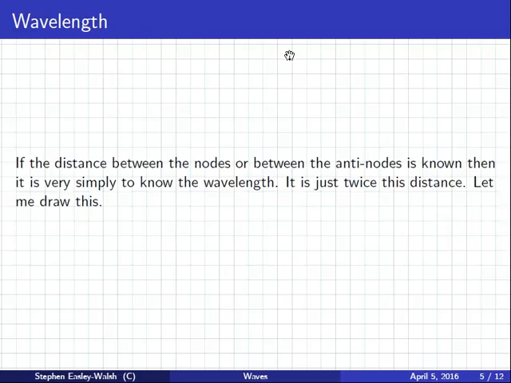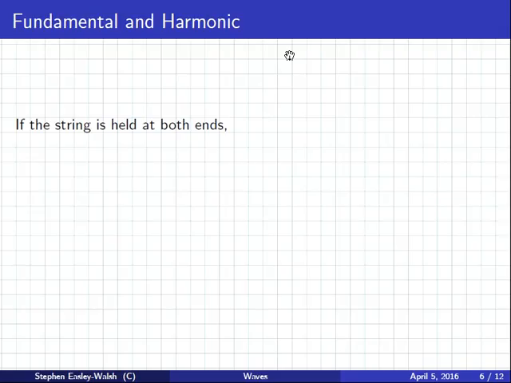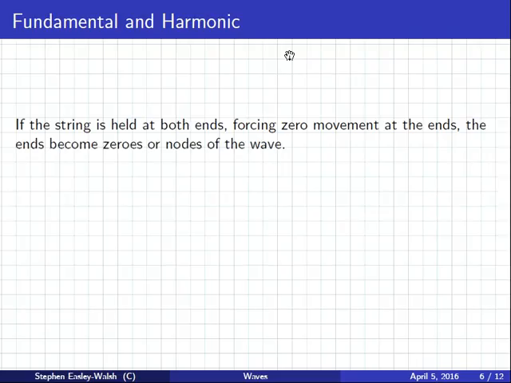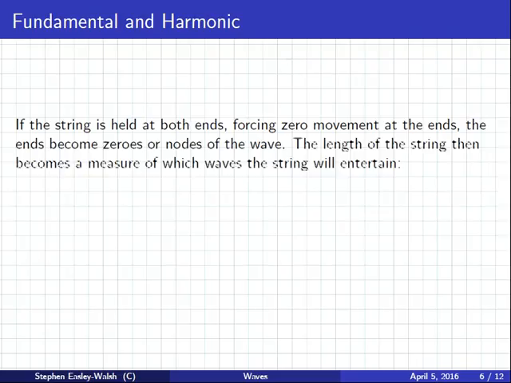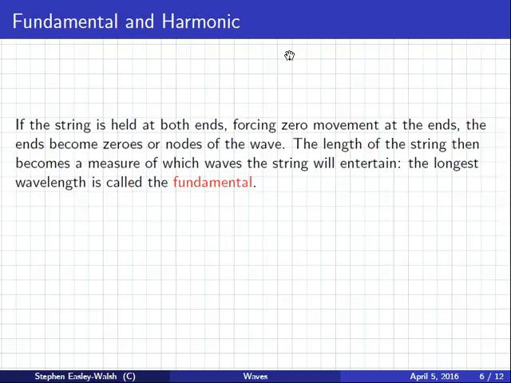Okay, so next now, fundamental and harmonic. If a string is held at both ends, forcing zero movement, the ends become zeros or nodes of the waves. The length of the string then becomes a measure of which waves the string will entertain. The longest wavelength is the fundamental.